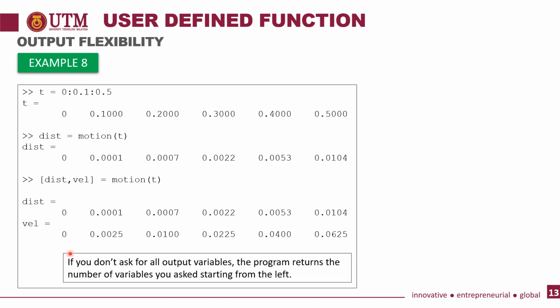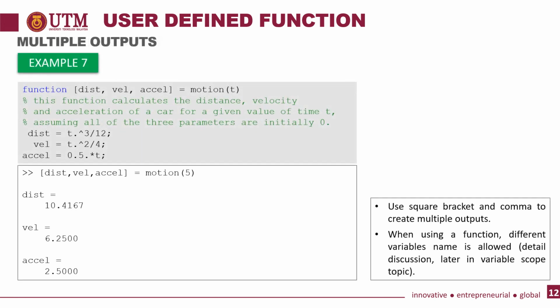If you don't ask for all output variables, the program returns the number of variables you ask for, starting from the left. So if you only ask for one, you will get the distance only. If you ask for 2, you will get distance and velocity. If you ask for all the variables, you will get distance, velocity, and acceleration.